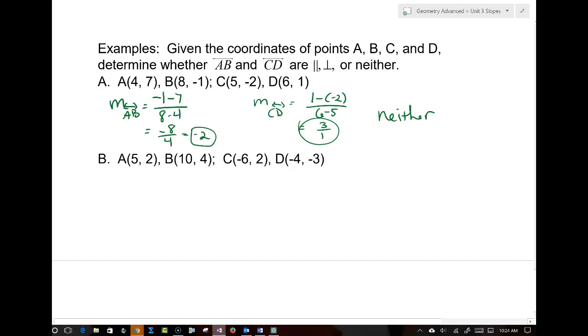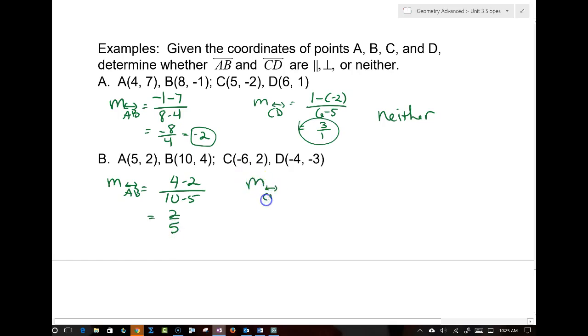Now, how about this one? Doing the same type of scenario. I want to find the slope of AB. Well, now this is really how, after today, when you don't have to write the formula down every single time, this is how I want work shown, really. Here I have 4 minus 2 over 10 minus 5. Did you guys get 2/5? Okay, good. And then we look for the same thing.